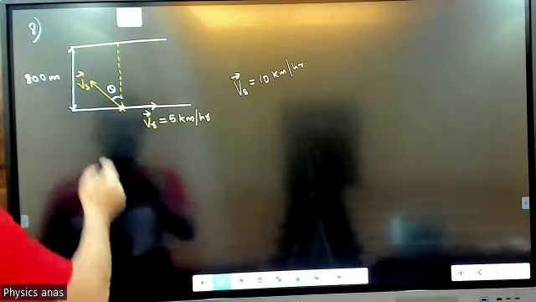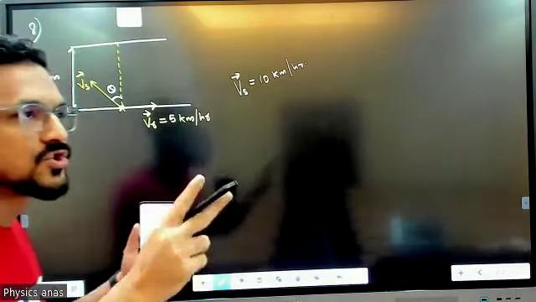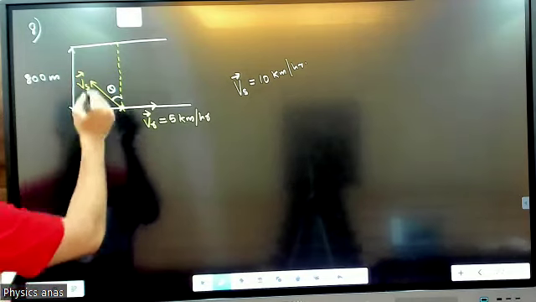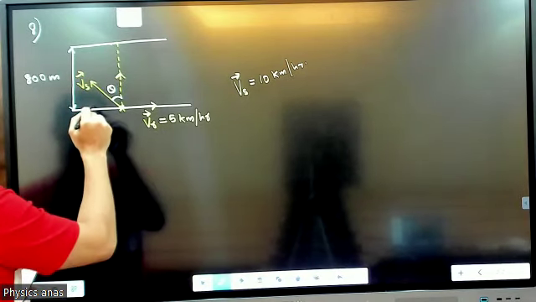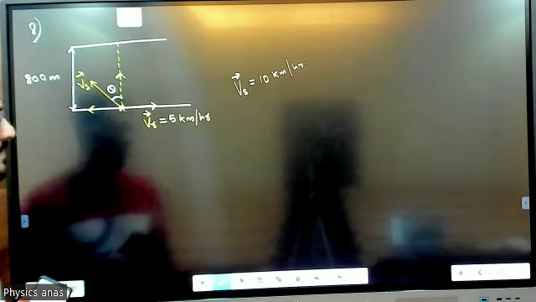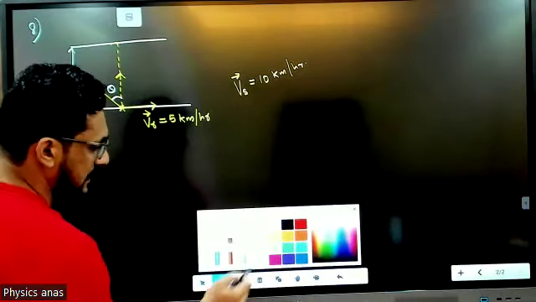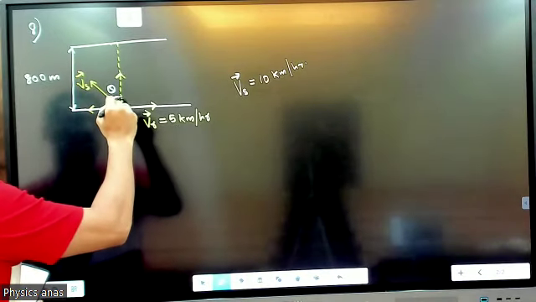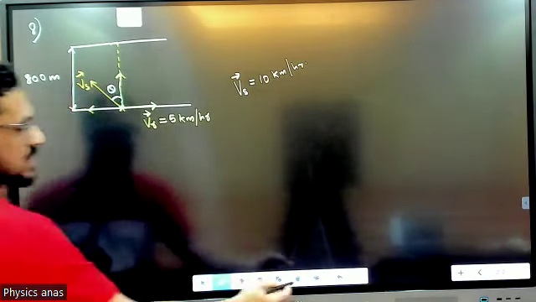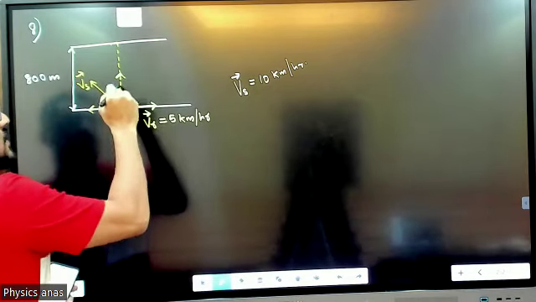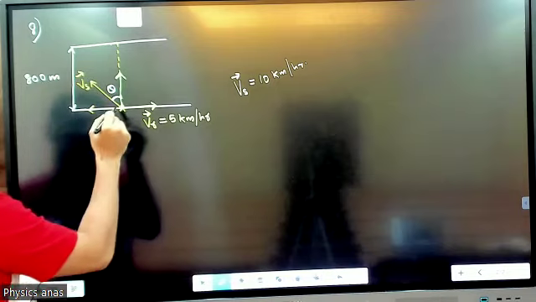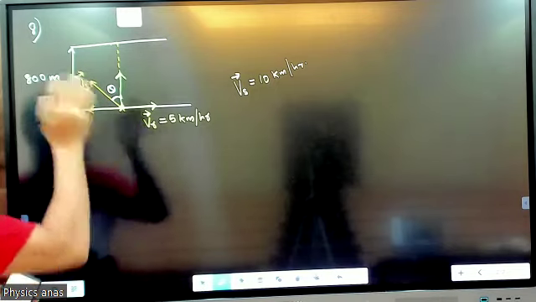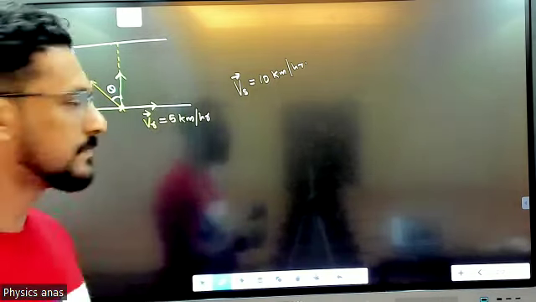If I am taking that angle as theta, then you can split this velocity vector of swimmer into two. One vector will be in this direction. I am drawing that in a separate color. This must be the direction of one component of Vs. The other component of Vs will be in the opposite direction, like this.